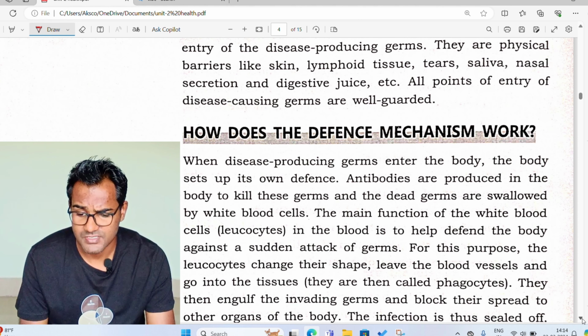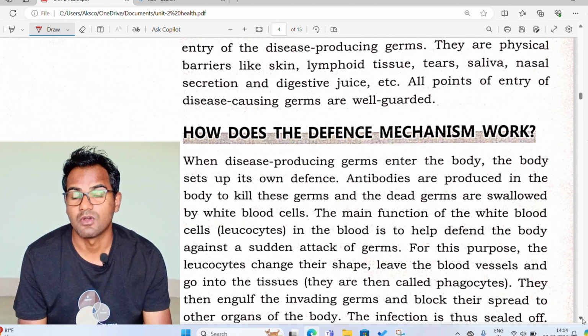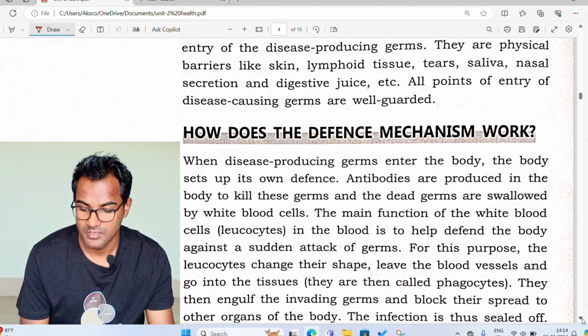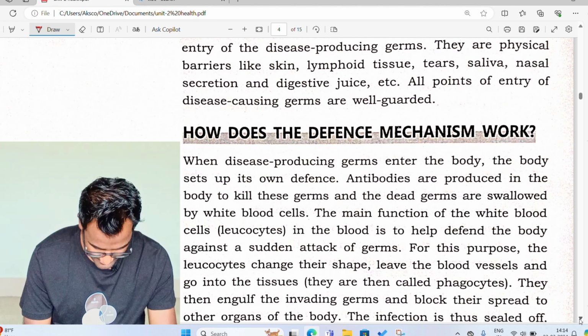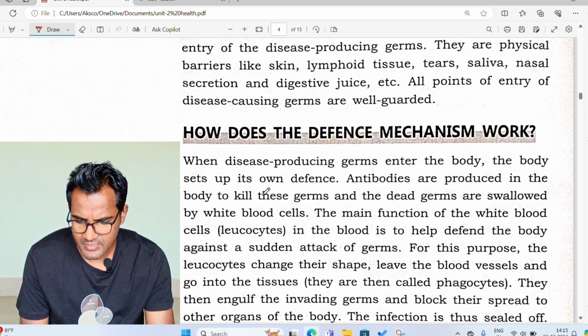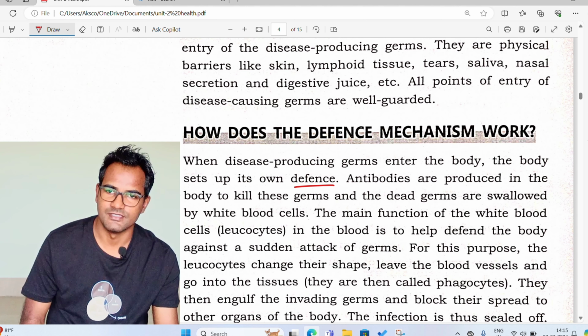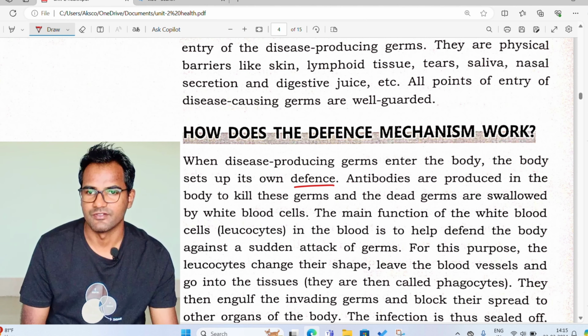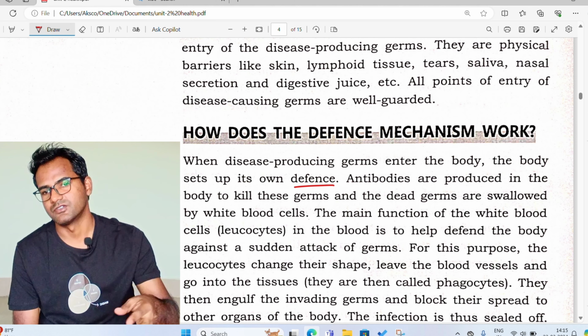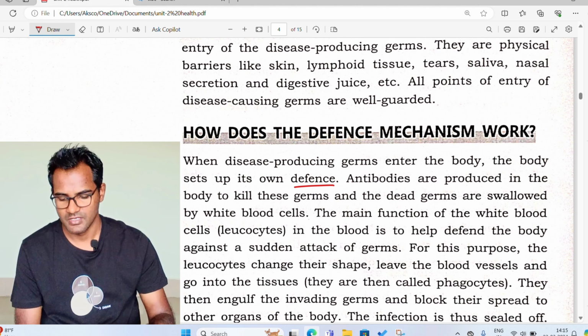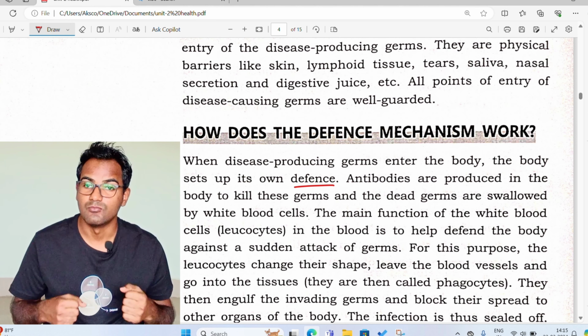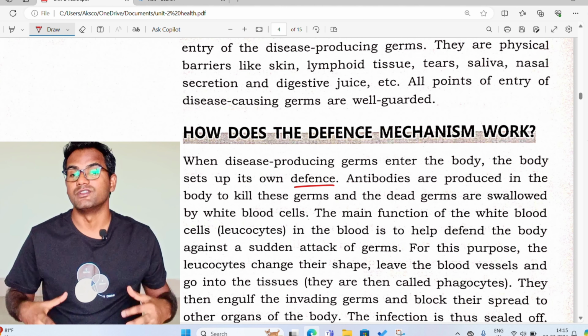Now let us see. How does the defense mechanism work? So how does our defense system work? Let us see. When disease producing germs enter the body, the body sets up its own defense. So when a disease producing bacteria or a virus enters our body through water, through food, or through nostrils, then the body sets up its own defense mechanism.